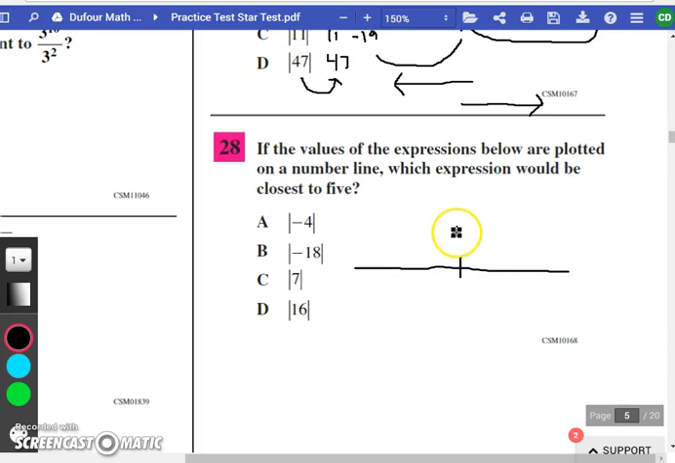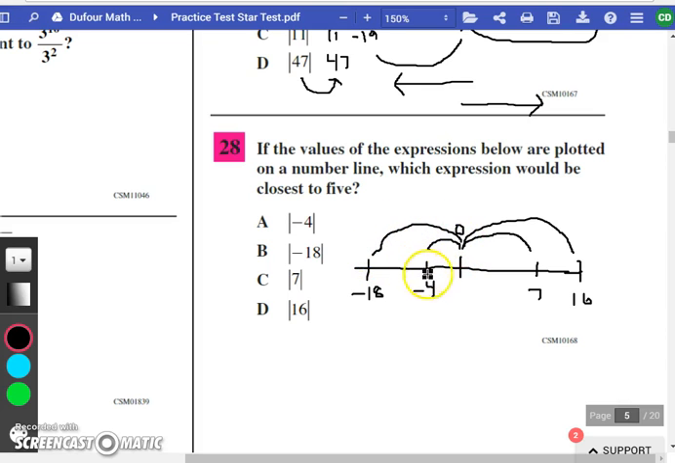Okay, so let's go ahead and take a look. Here's 0. If you were to plot all these numbers on a number line, here's negative 4, here's negative 18. 7's going to be on the opposite side of this number line, the positive side, and 16. So once again, to show you what absolute value means, it's basically the distance away from 0. So this number is 7 away from 0, this number is 16 away from 0, this number is 4, and this number is 18. Doesn't matter whether you're going negative, left, or positive to the right.